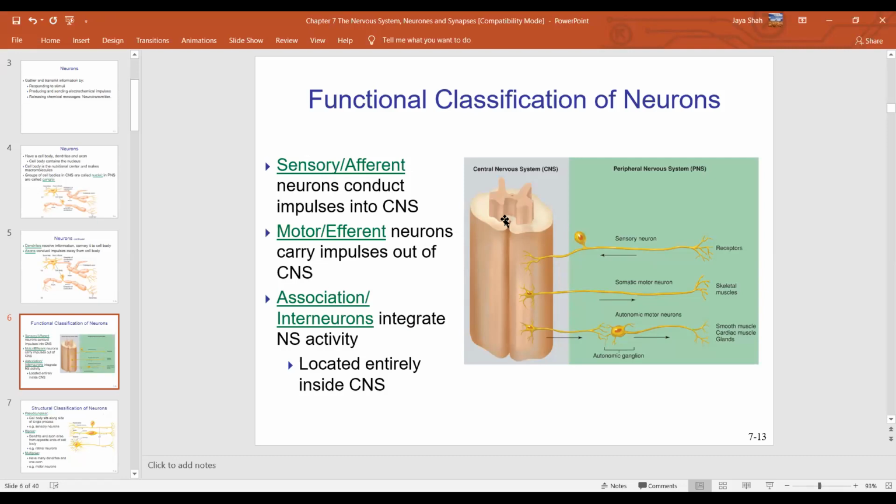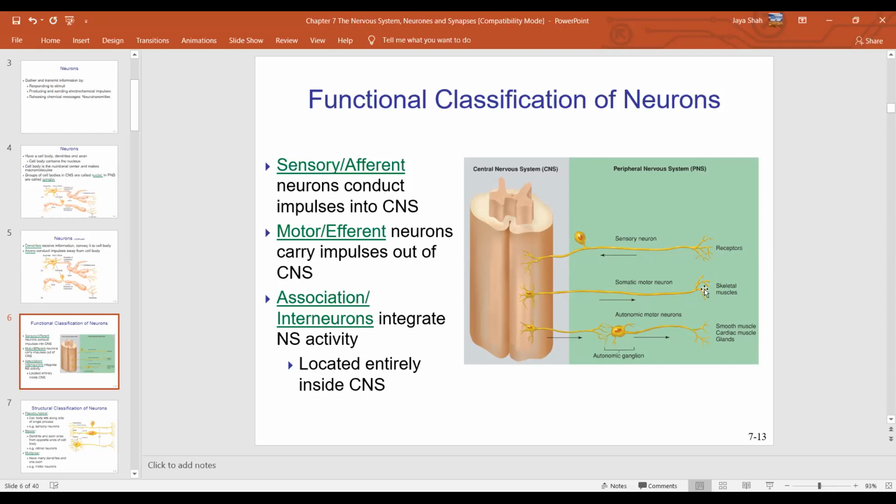So let's see if it is CNS spinal cord, and if you are touching your finger, then what happens? The dendrites are taking impulse to the sensory ganglia here in the cell body, and then the axon is taking it away from the cell body to the spinal cord. So the neuron which carries impulse towards the central nervous system, towards the brain and the spinal cord, is called sensory or afferent neuron.